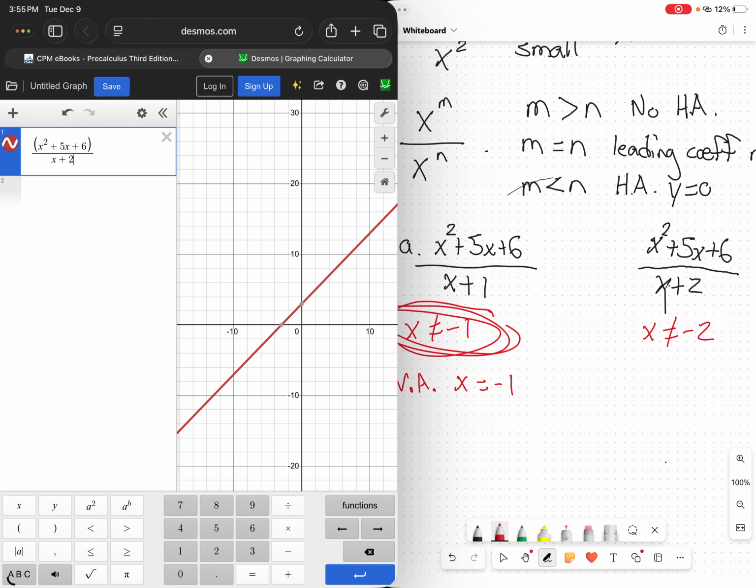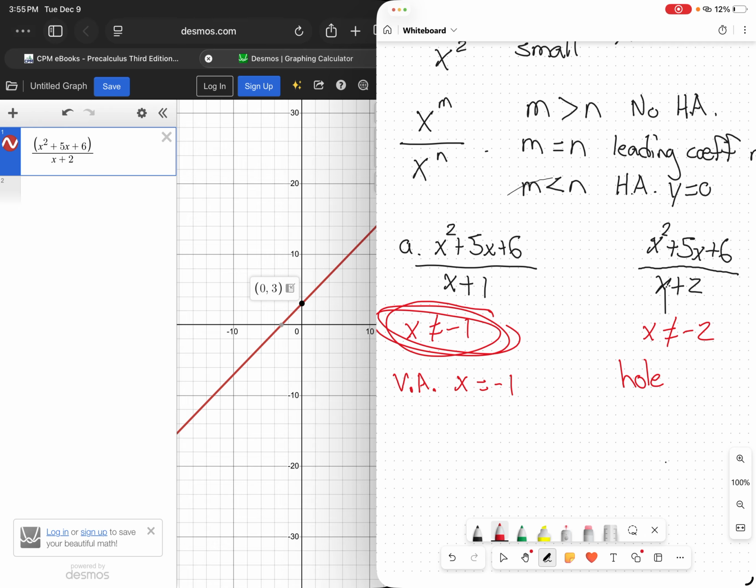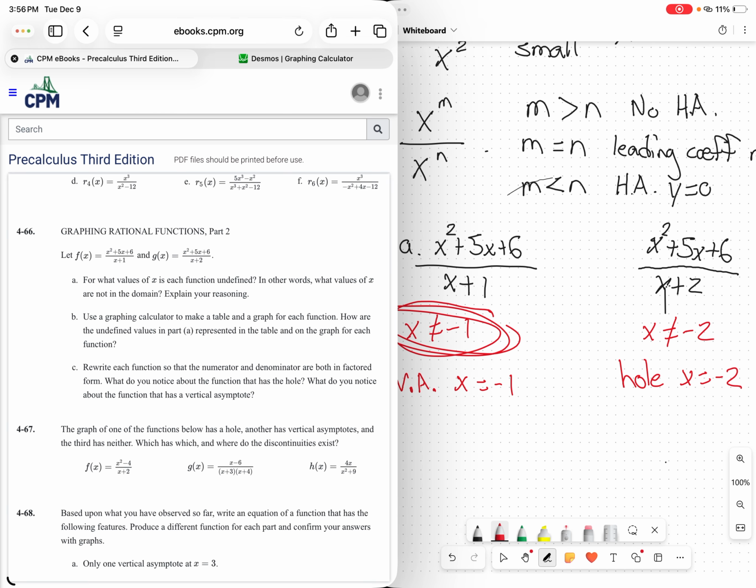So now if we look, x plus 2 is a line, but if we look here at -2, we can see that it's undefined. So this is a hole. So we got a hole at x equals -2. Okay, so we can see the difference there in between those two, right?